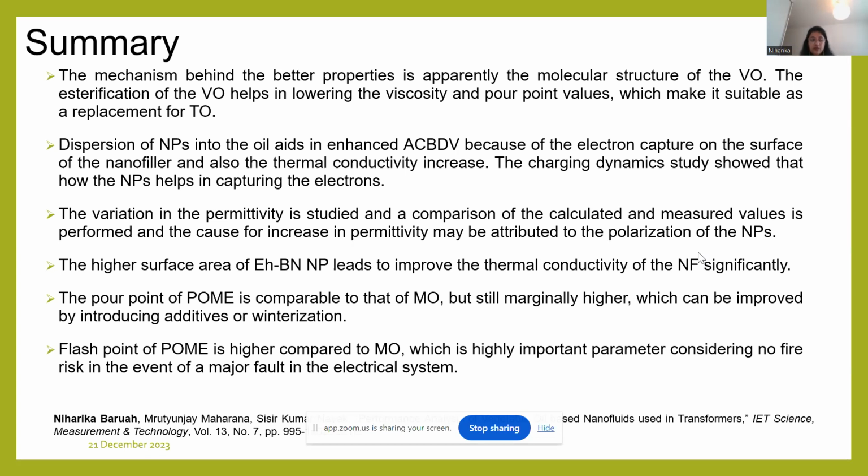Flash point of the methyl ester is higher than that of the mineral oil, which is a highly important parameter when considering no fire risk in the event of a major fault in the electrical system. There has been commercial use of vegetable oil. As we can see, Cargill has FR3, which has been implemented in India as well. Tata Power, I think, has installed a natural ester based transformer in Mumbai. So it uses natural esters.